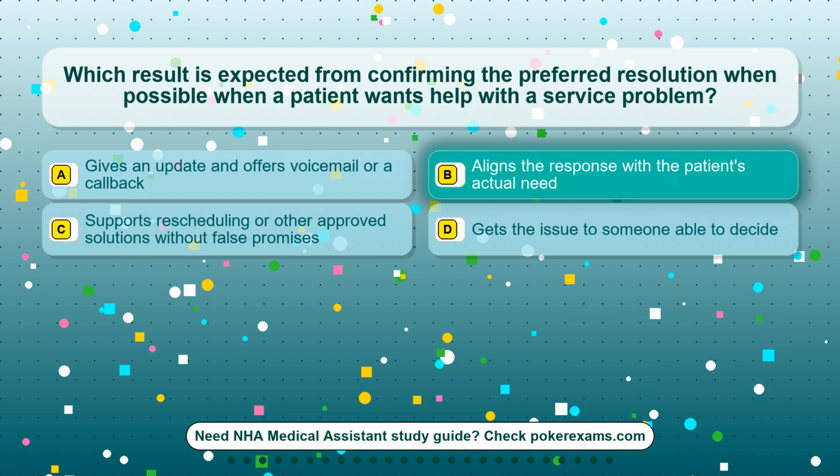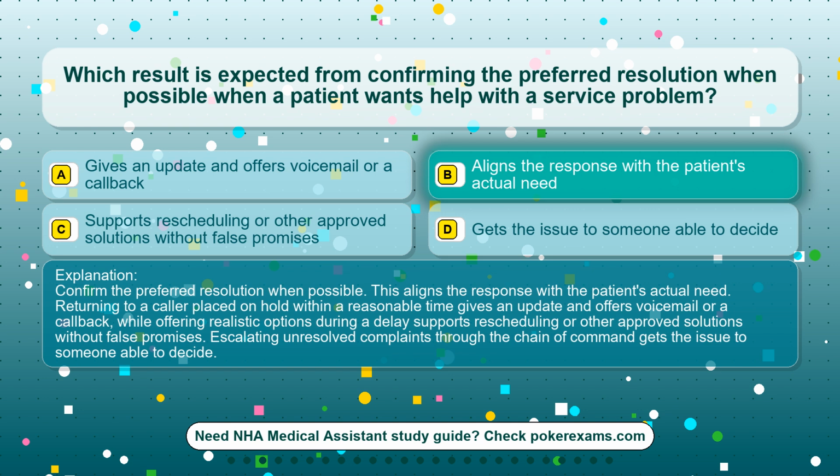The correct answer is option B. Aligns the response with the patient's actual need. Confirm the preferred resolution when possible. This aligns the response with the patient's actual need. Returning to a caller placed on hold within a reasonable time gives an update and offers voicemail or a callback, while offering realistic options during a delay supports rescheduling or other approved solutions without false promises. Escalating unresolved complaints through the chain of command gets the issue to someone able to decide.